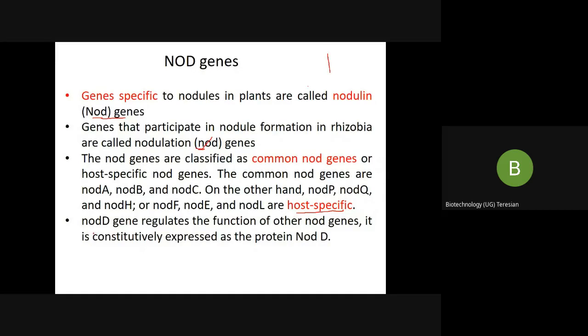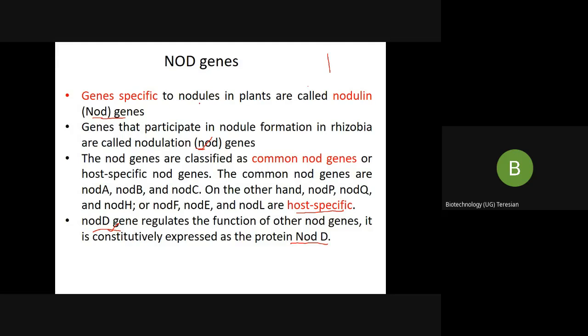Of all the nod genes, nod D regulates the function of the other nod genes. It is consecutively expressed as the protein NodD. I have nod A, B, C, which are the common nod genes, and I also have host-specific nod genes, like whatever we have mentioned there. But the nod gene which does all the regulation of expression is nod D. Hope there is no confusion. Just go through the definition.